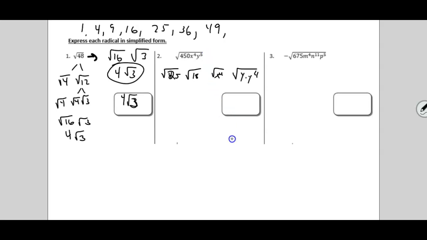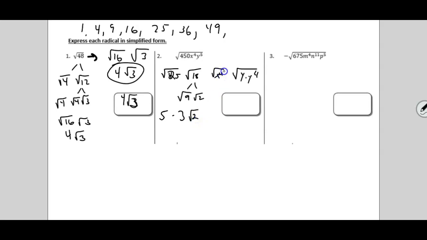Anyway, the square root of 25 is 5. This 18 breaks into the square root of 9 times the square root of 2, because 9 times 2 is 18. So the square root of 9 is 3. And there is no clean square root of 2; well, it's a really long decimal.